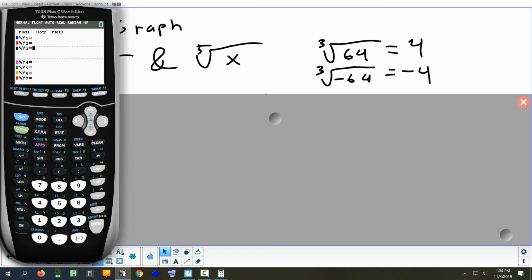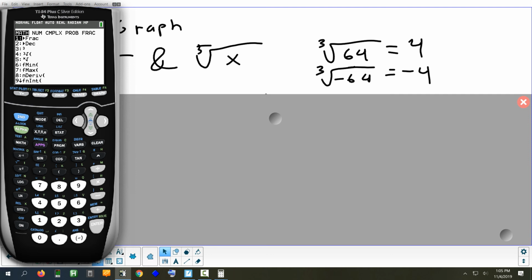Can someone remind me, how do I type in a cube root? You hit 3, math, 5. Yep. And we'll do a fifth root: 5, math, 5. There is actually a menu option for cube root. If you go to math, option 4 is a cube root. But if you have to do anything other than a cube root, you have to use option 5.